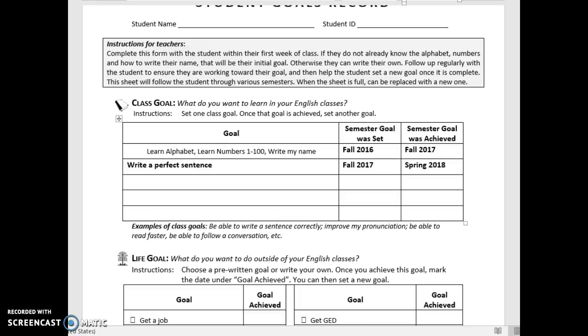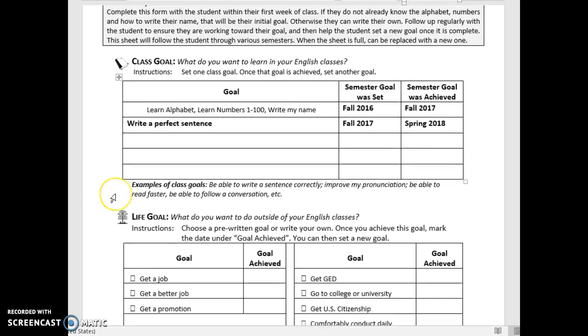Now you can see just through this example that in one form we're covering multiple semesters, and a new goal isn't needed each semester, but a new goal is completed once they are ready for the new goal. So that is the class goal.